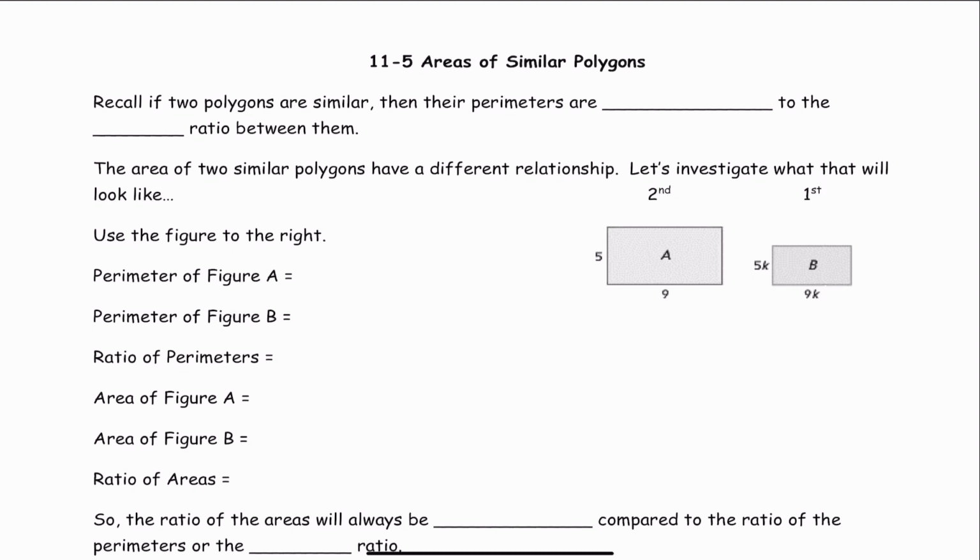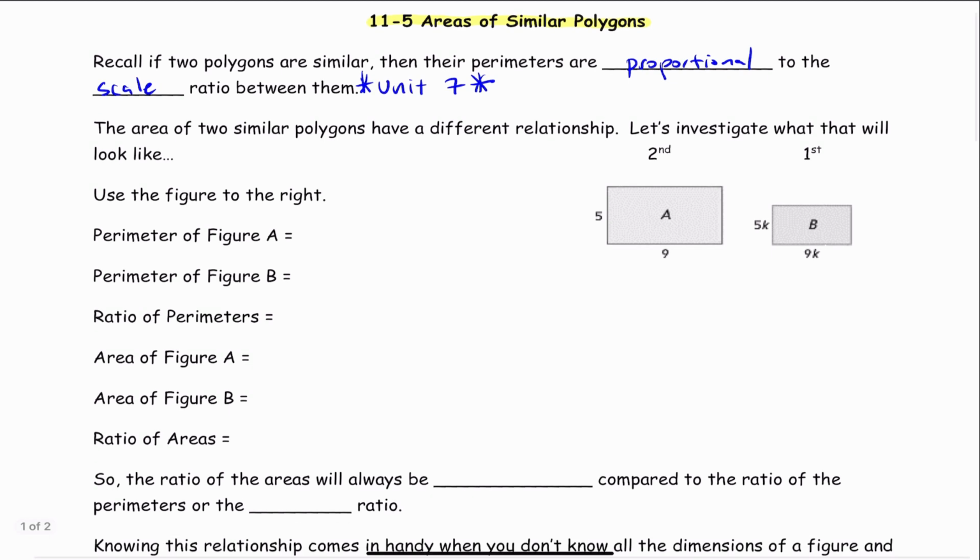Alright, today I want to go ahead and discuss Lesson 11.5, Areas of Similar Polygons. Recall, if two polygons are similar, then their perimeters are proportional to the scale factor between them. And this is the stuff that we talked about back in Unit 7. The area of two similar polygons have a different relationship. Let's investigate what that will look like.